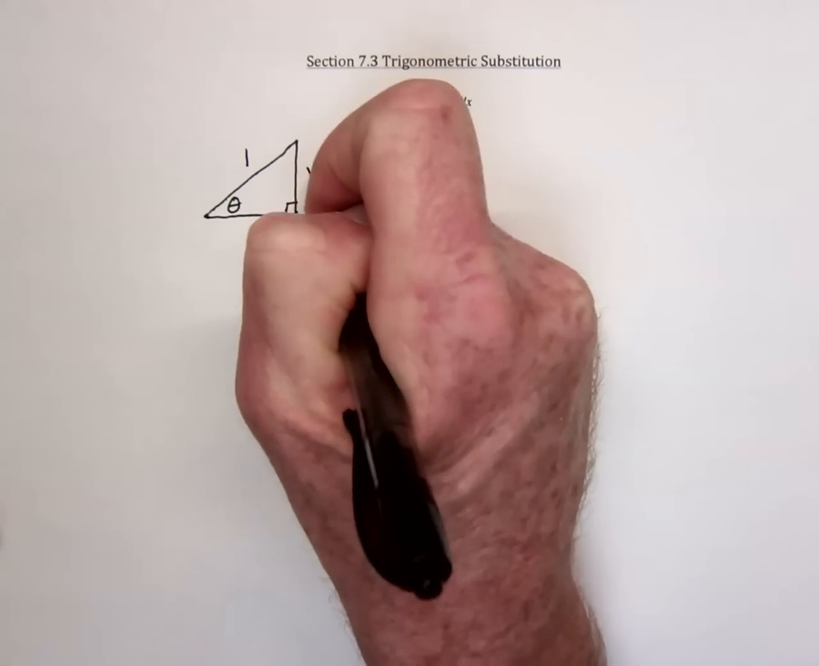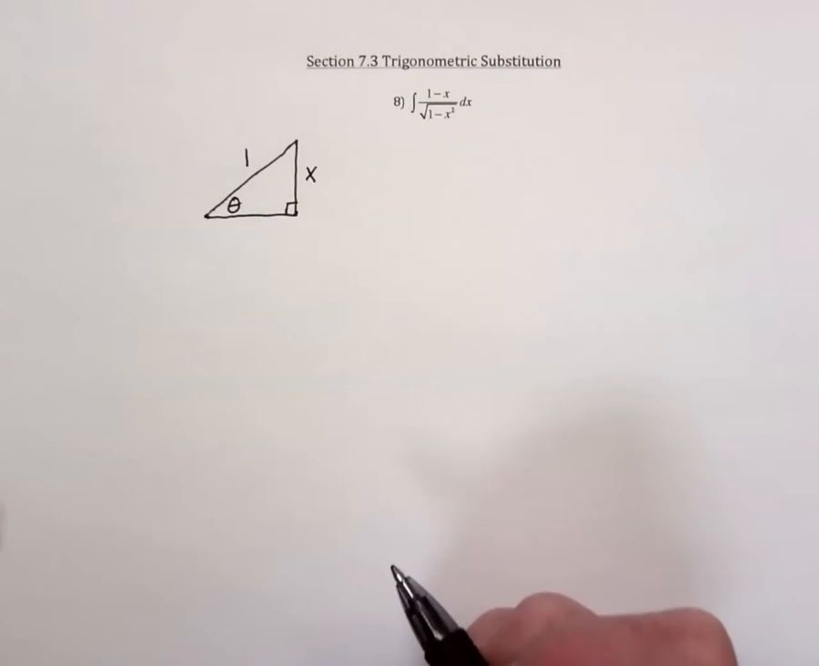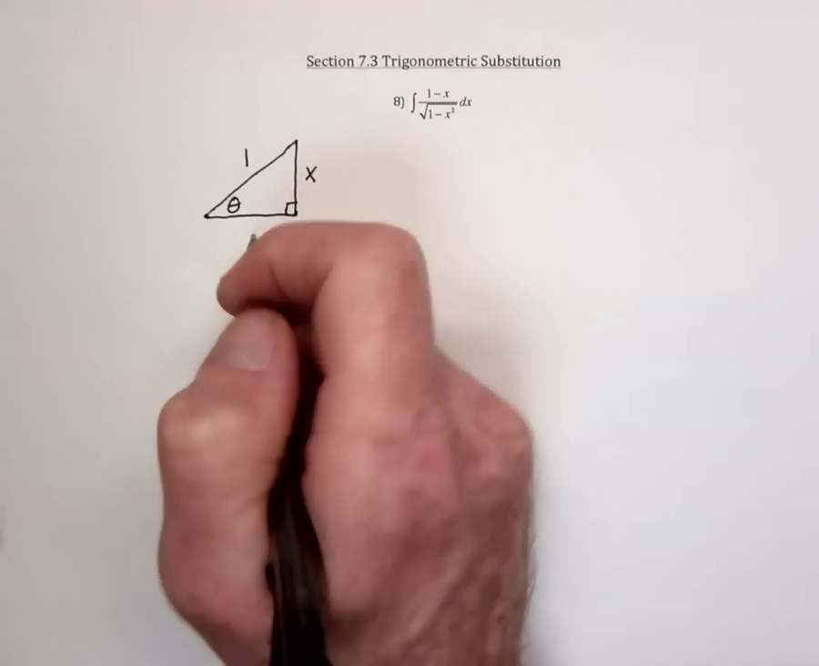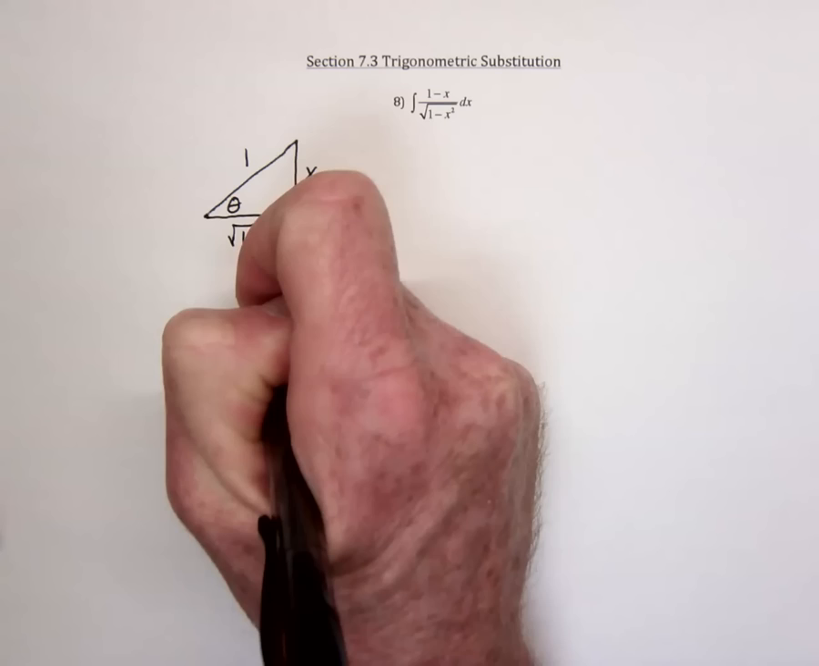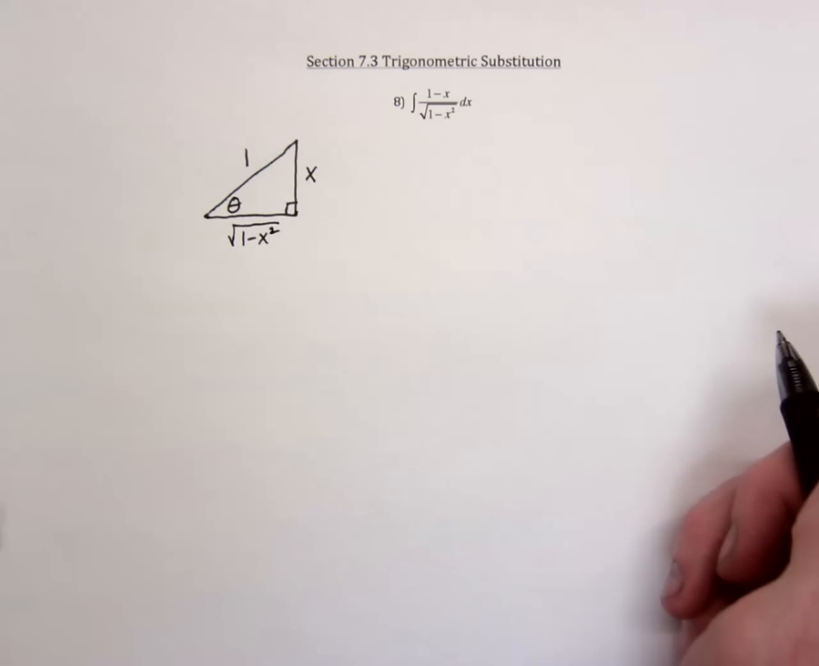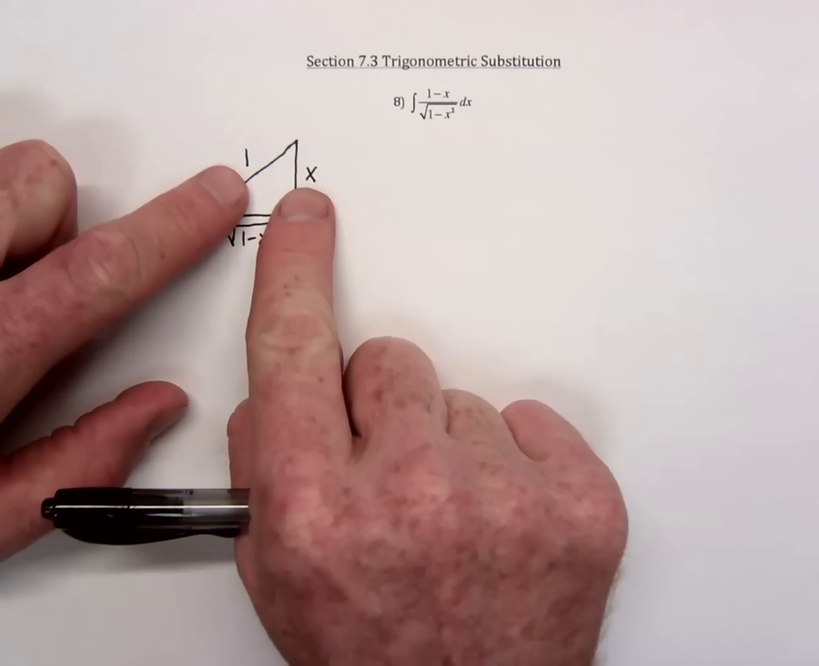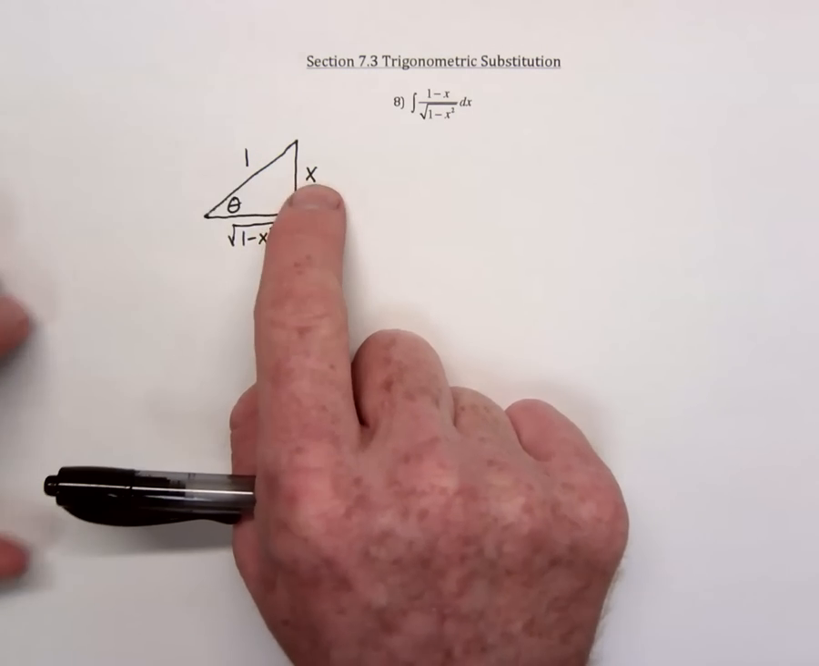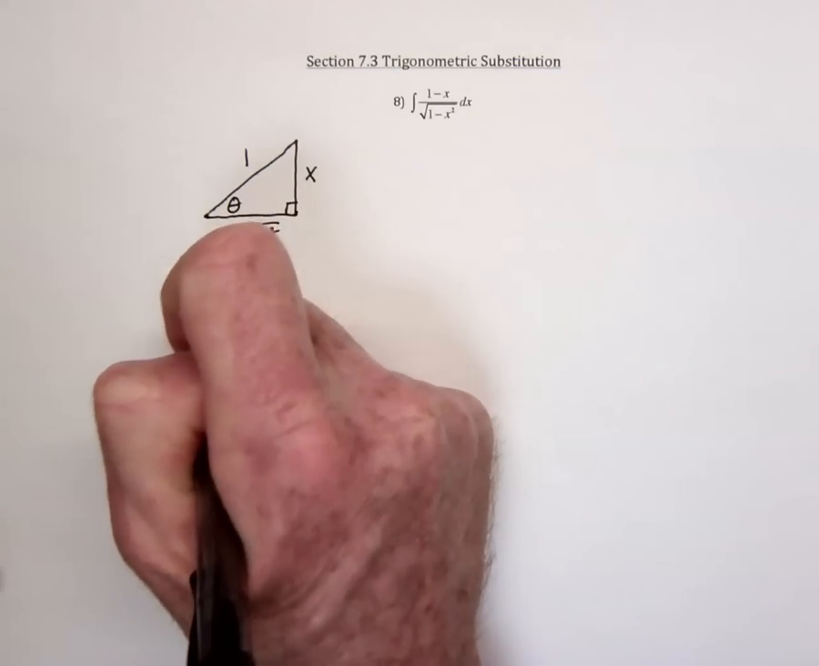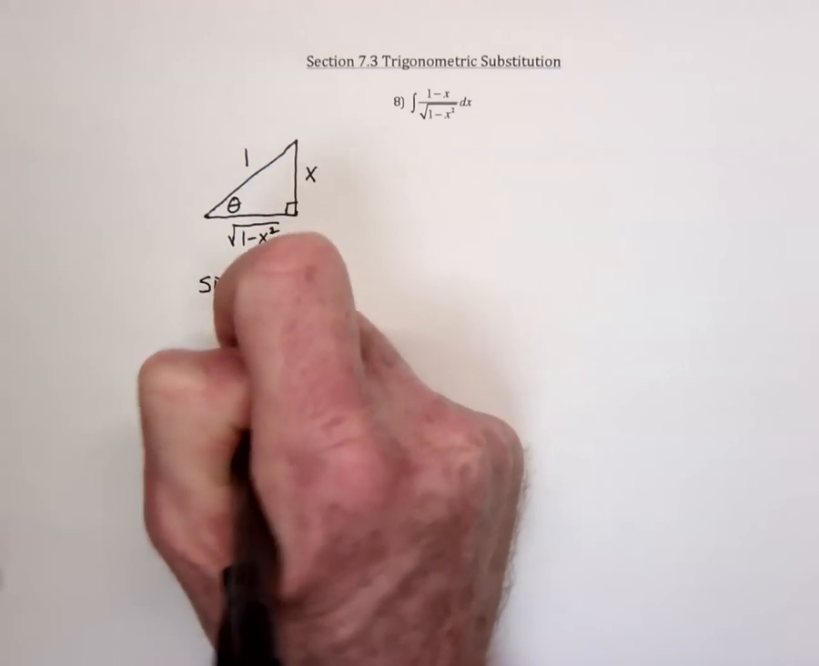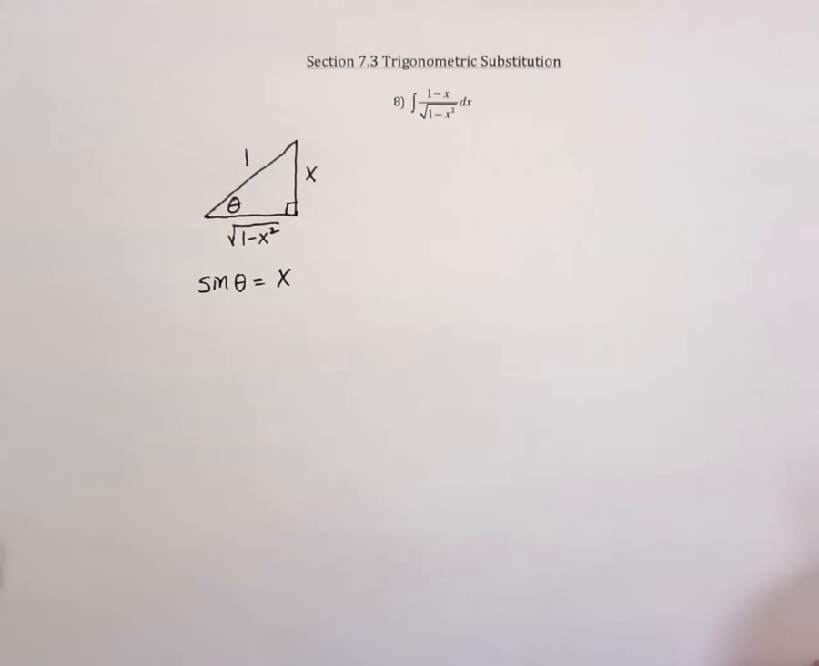Then use Pythagorean theorem to solve for this missing leg over here. It's going to be the square root of 1 squared minus x squared. Then we can use these two sides, opposite and hypotenuse, to find out what x is equal to. So that would be sine of theta equals opposite over hypotenuse.